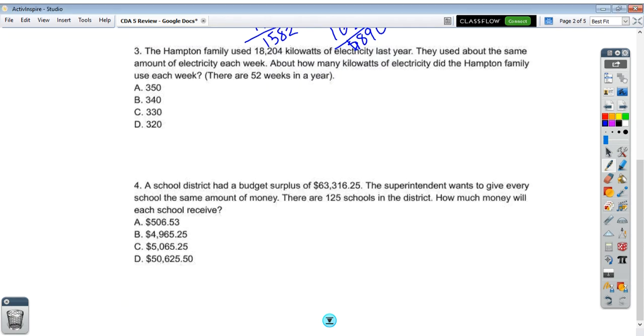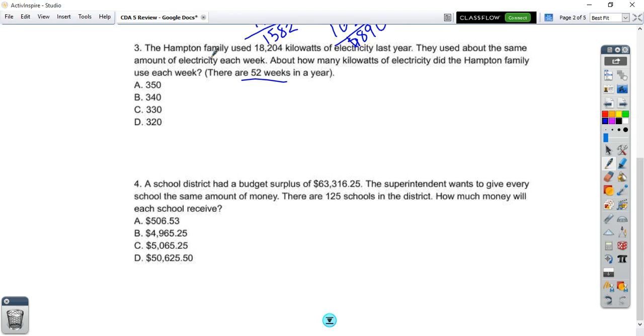Okay, the Hampton family uses 18,204 kilowatts of electricity last year. They used about the same amount of electricity each week. About how many kilowatts of electricity did the Hampton family use each week? It says there's 52 weeks in a year. So basically what I'm doing is I'm taking 18,204 and I'm dividing by 52. That is super annoying. So let's go ahead and try and figure this out.